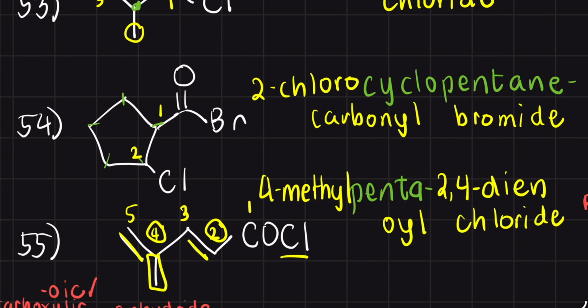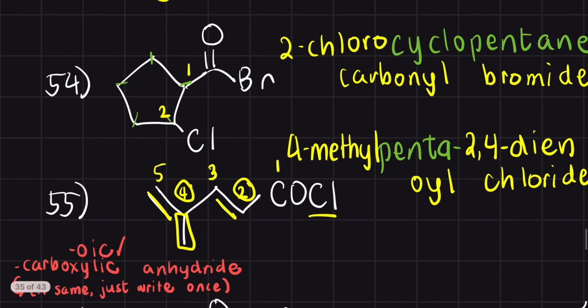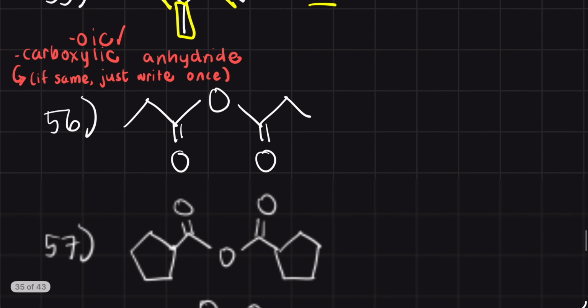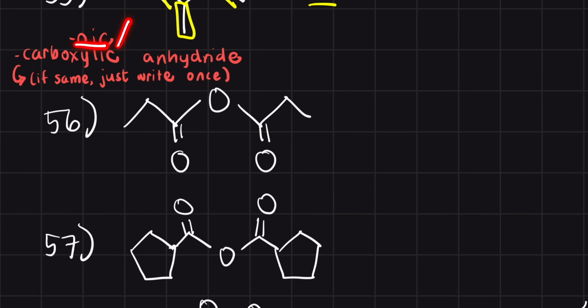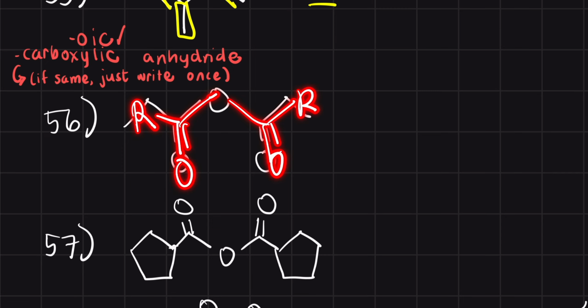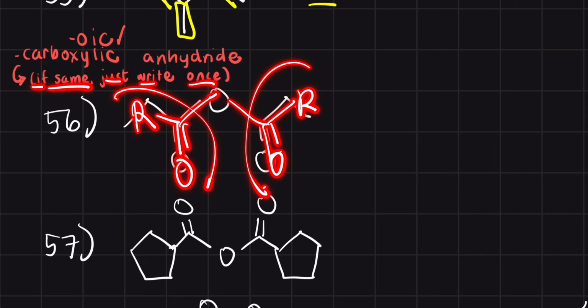Okay. Now let's move to the next type of derivatives, which are the anhydrides. And for this, we have the word format, ic for open, and carboxylic for cyclic anhydride. Now, remember that the format of an anhydride is RCOOCOR. So that means you have 2 acyl groups. It says here, if same, just write once. Meaning, if you have this and this being the same thing, you just need to write one word for both and you don't need to say it twice anymore.